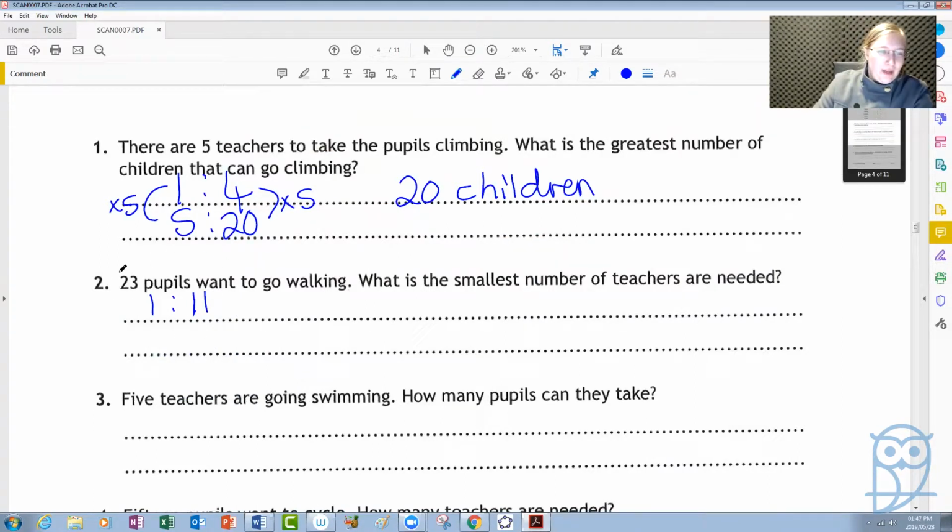So how we can do this one, we want the smallest number of teachers needed. So 23 is not a multiple of 11. So we want to get something that 23 is in between. So if we multiply this side by 2 and this side by 2, then we get 2 to 22. So 2 teachers for 22 students. And if we do the same with 3, we get 3 to 33. So our 23 students lie somewhere between 22 and 33. So we will need at least 3 teachers.